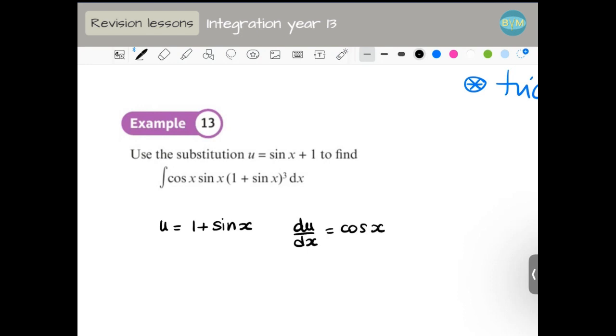And now I'm going to try to substitute. Substituting sine x is quite straightforward. I have this bracket, which is u. Sine x is u minus 1. But then I have cos x. And cos x would be quite difficult to substitute in terms of u. So cos x would be the square root of 1 minus sine squared, which would be 1 minus u minus 1 squared. So it becomes very annoying.